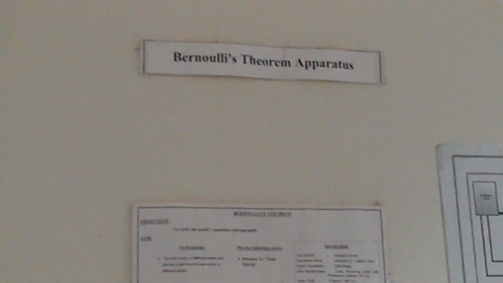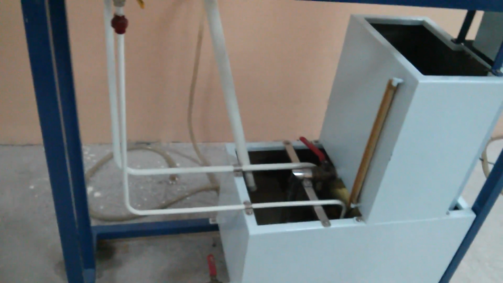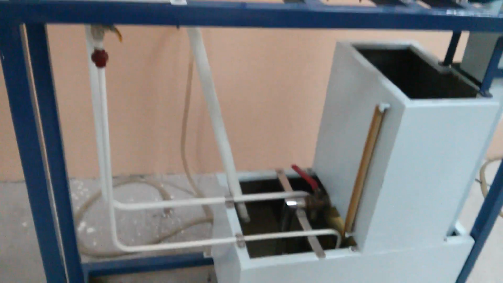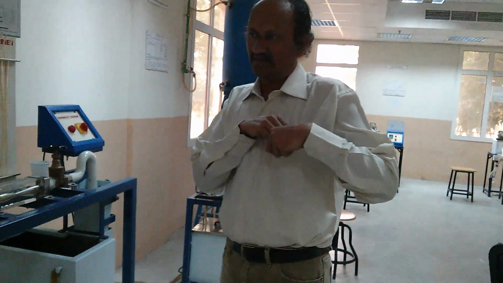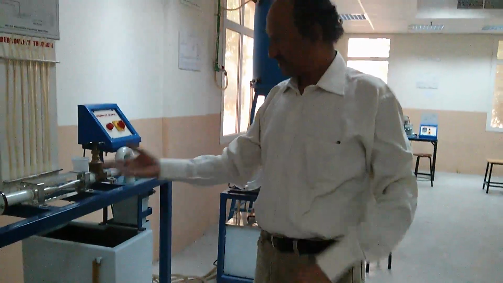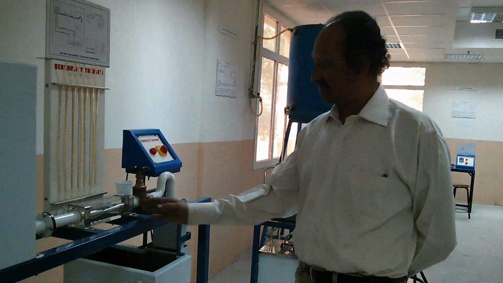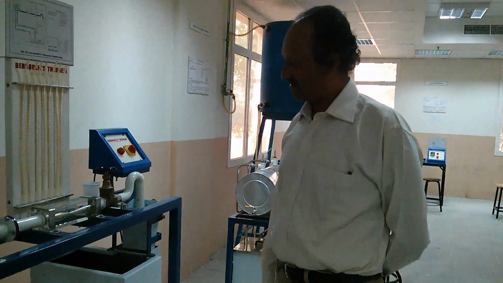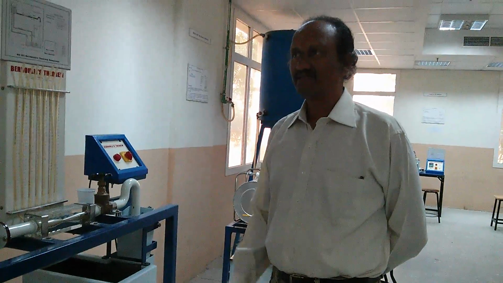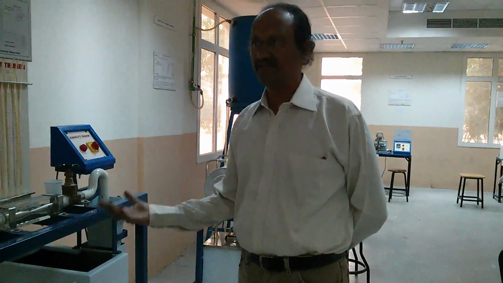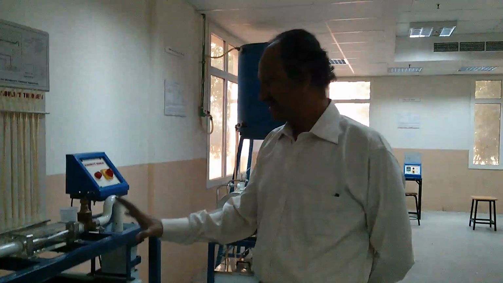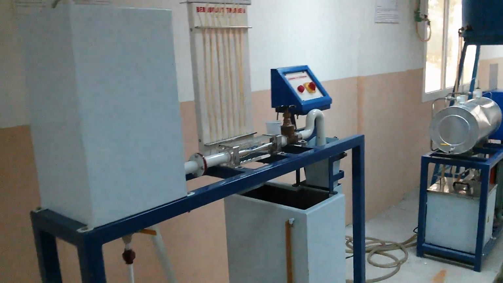So this is an experiment where we want to verify Bernoulli's theorem, right? It's a Bernoulli's theorem apparatus. You would have studied in your fluid mechanics that Bernoulli's theorem states that the total energy of the flowing liquid is constant. The energy is constant as it flows through a variable cross section, provided there is no addition or deletion of any energy. So the total energy is constant. This is what you're going to verify, right?